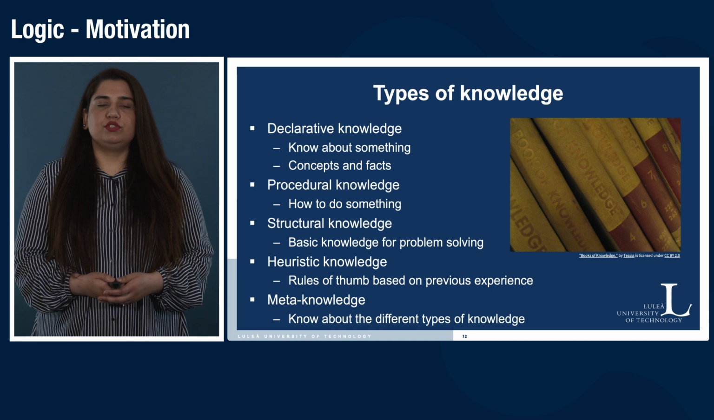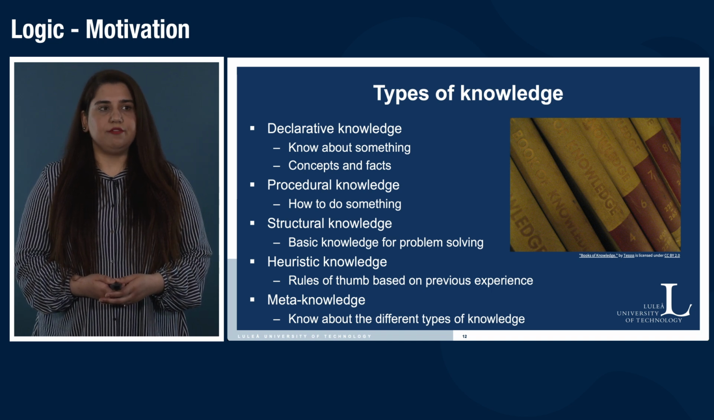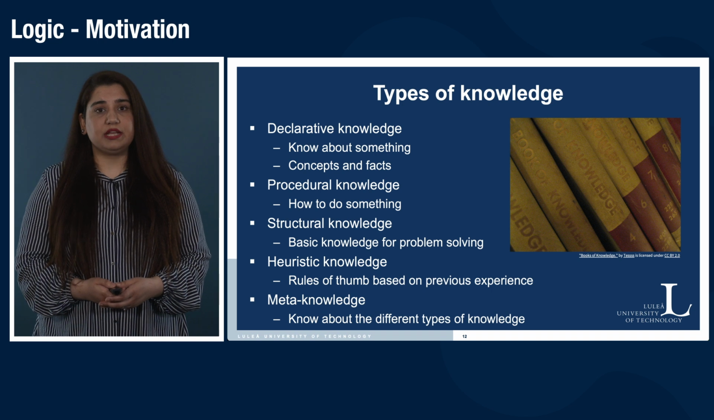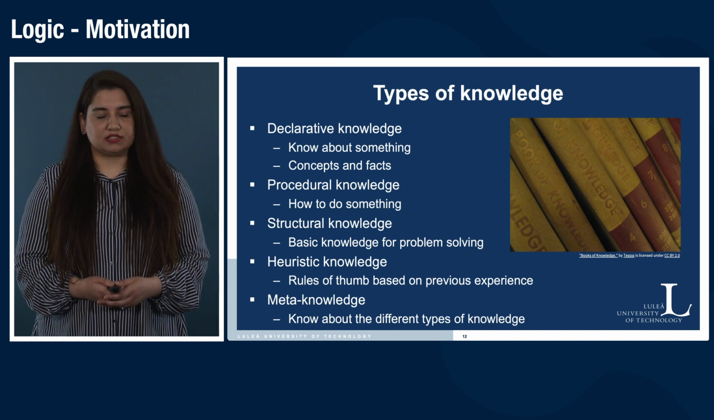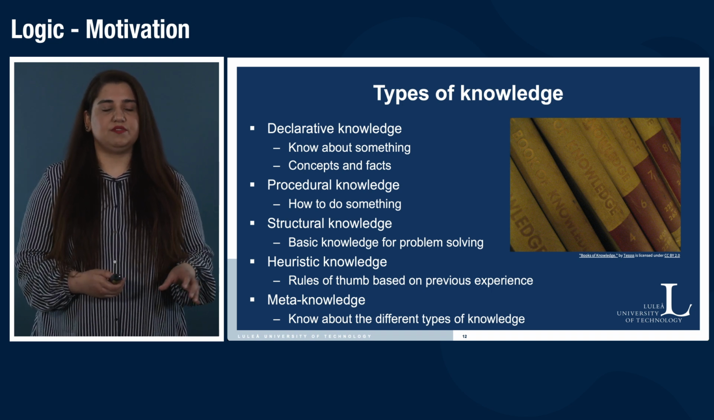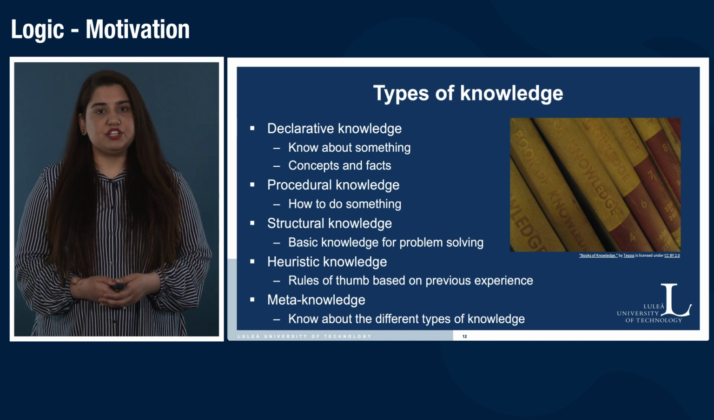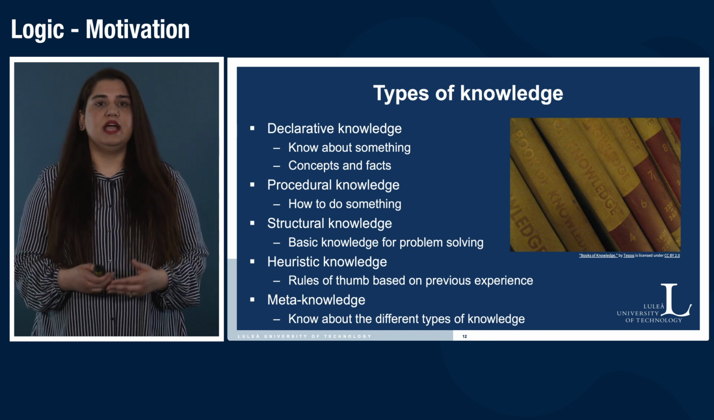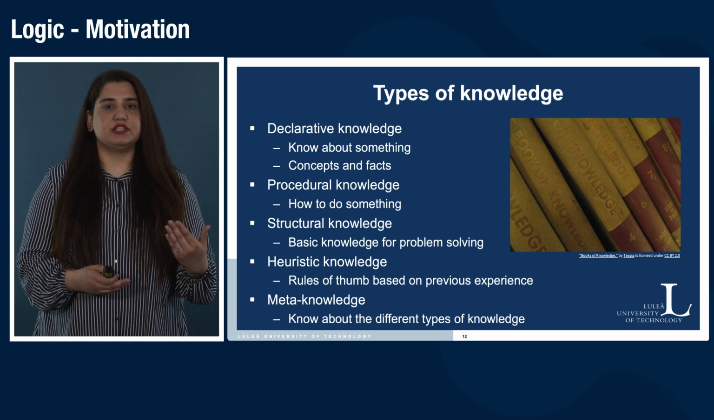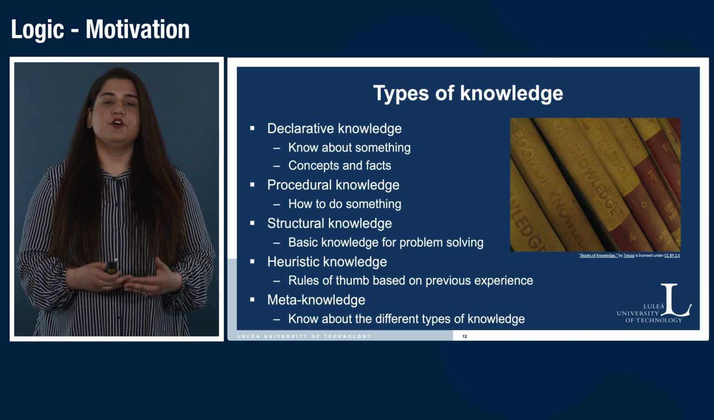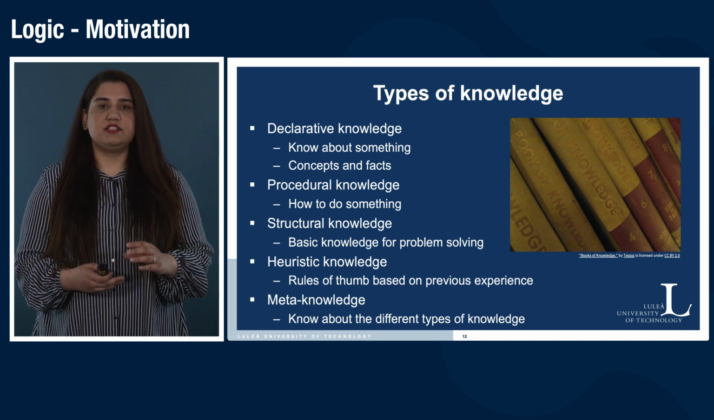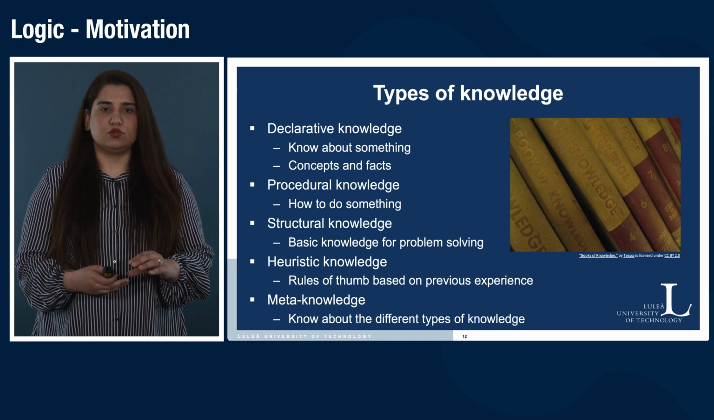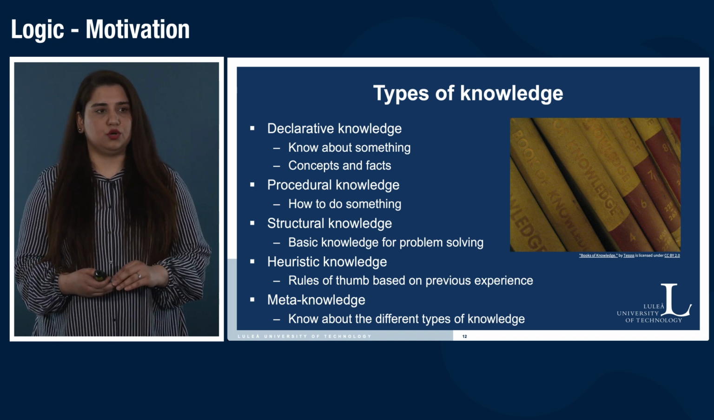And now coming on to the types of knowledge that we have. So, we have declarative knowledge, where we know about something, concepts and facts. So, these are the known facts that we have. Then we have procedural knowledge, that is how to do something. We have some information and we have to derive certain actions based on that information. So, we define certain SOPs or sets of procedures, and to define those procedures we require procedural knowledge.